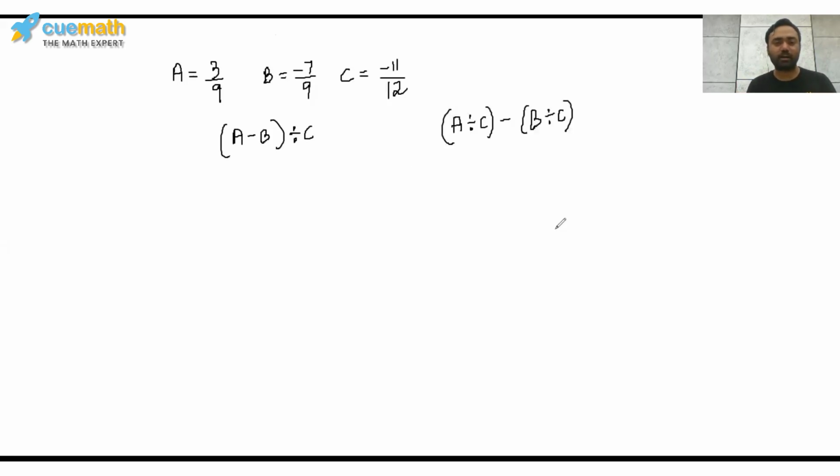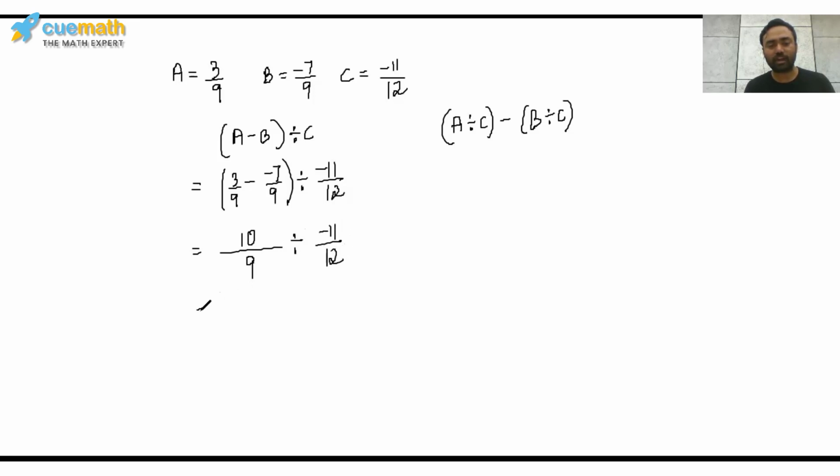Now for the subtraction part, we have taken the same set of examples and the same set of expressions as well. So you see that the division is to the right of the subtraction sign. It means we are going to check whether the division of rational numbers is right distributive over subtraction. So let's quickly substitute the values here. So a is 3 over 9. So 3 over 9 minus 7 over 9, divided by negative 11 over 12. So from the bracket, the LCM is 9, and 3 minus negative 7, minus would be plus. 3 plus 7 would be 10, divided by minus 11 over 12.